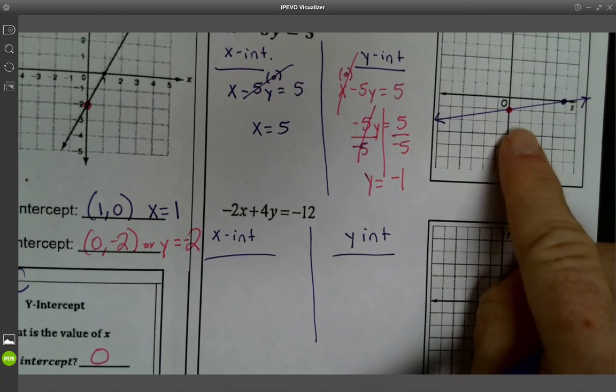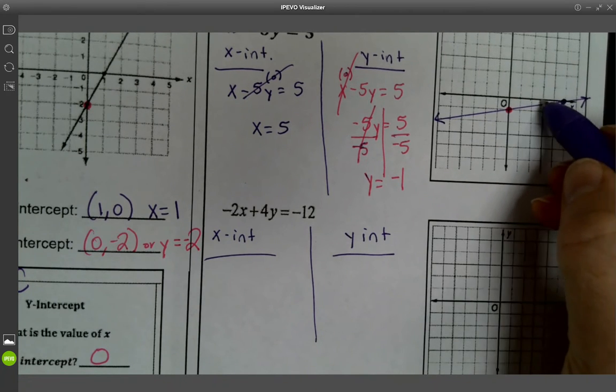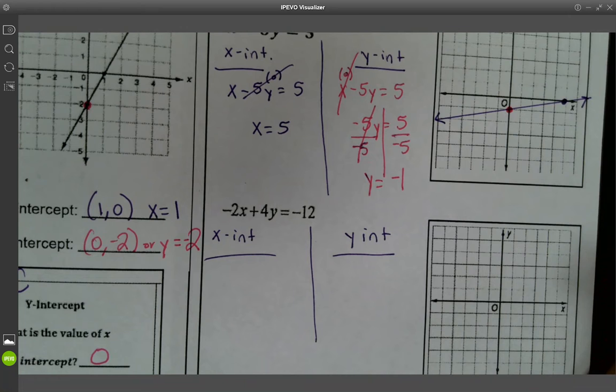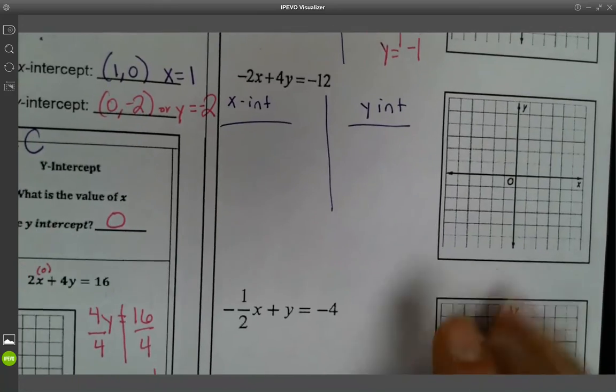And you could actually find the slope from this now. Just count rise over run. Up 1 over 1, 2, 3, 4, 5. Okay, let's go to the next one.